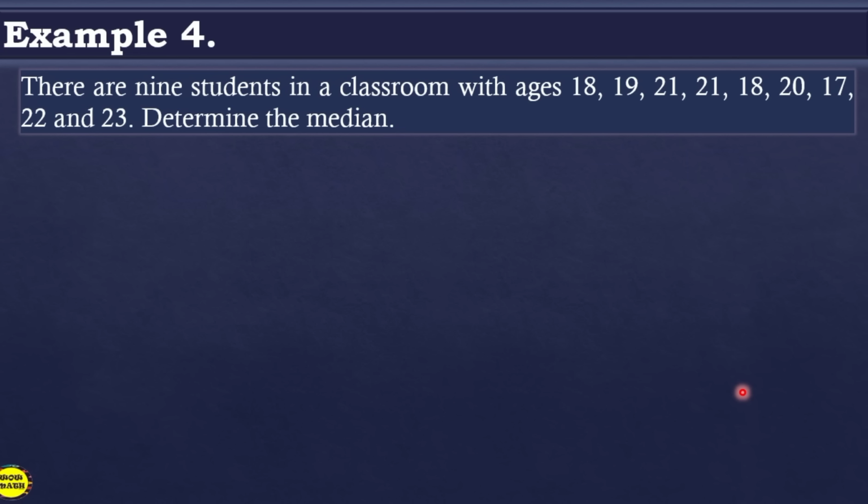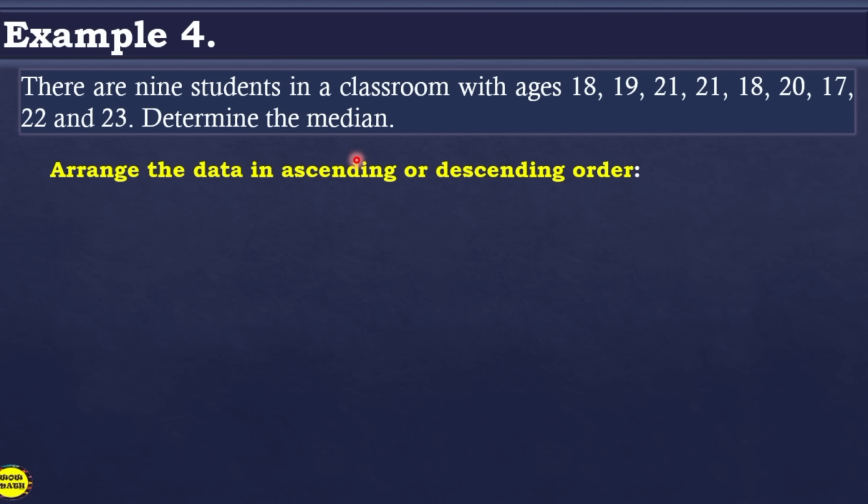So, for example, there are 9 students in a classroom with ages 18, 19, 21, 21, 18, 20, 17, 22, and 23. Determine the median. Okay, so again, anong unang gagawin? Kailangan ma-arrange natin yung data in ascending or descending order. So, bahala kayo kung in ascending or descending order. So, dito, in-arrange ko in ascending order mula sa mababa pataas.